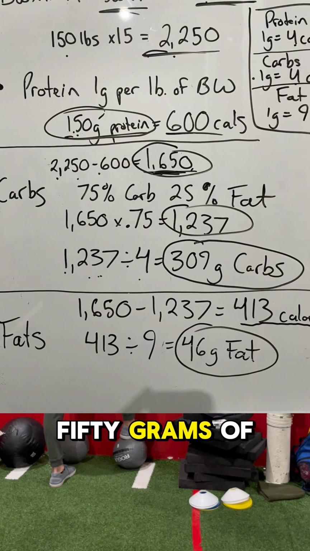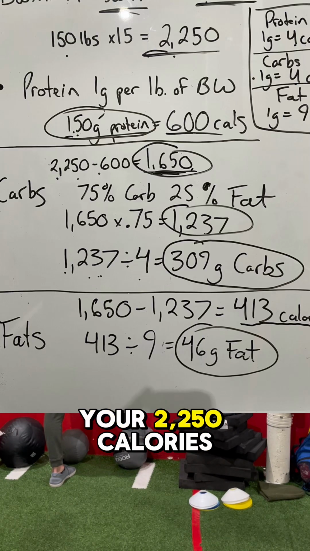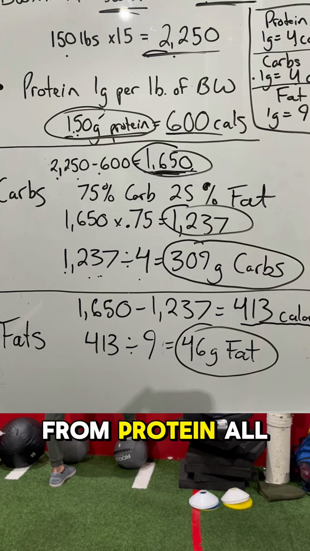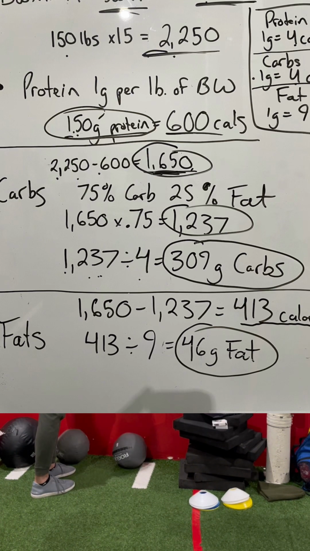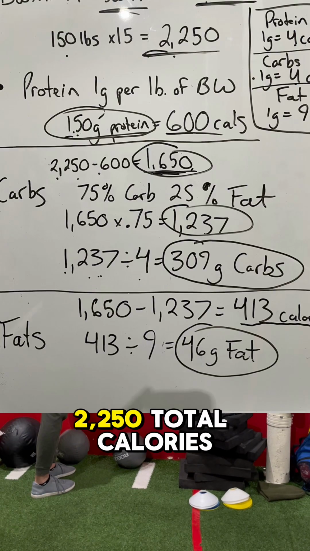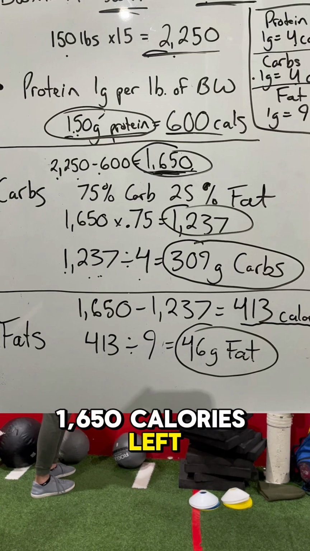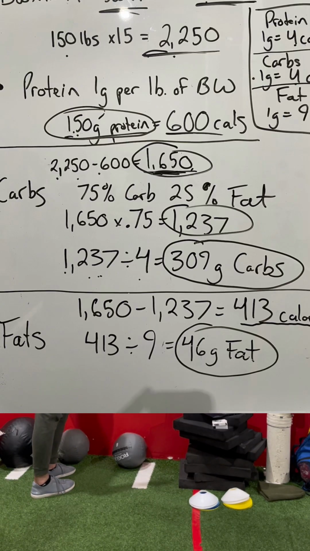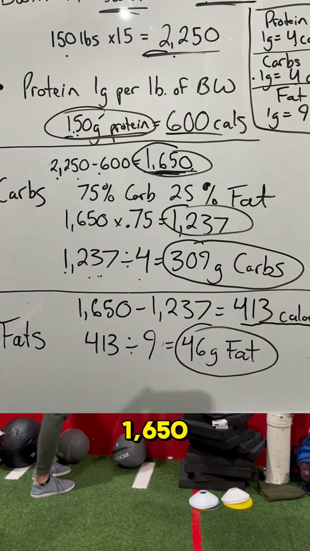So our 150 grams of protein, 150 times 4 calories is 600 calories. So 600 of your 2,250 calories are going to come from protein. All right, easy peasy, we have our protein goal for the day. Then we take our goal calories for the day and subtract out the protein. So 2,250 total calories minus our 600 calories of protein leaves us with 1,650 calories left to fulfill for the day from the other macros. Carbs and fats, right? Carbs and fats are going to fill the rest of this 1,650.